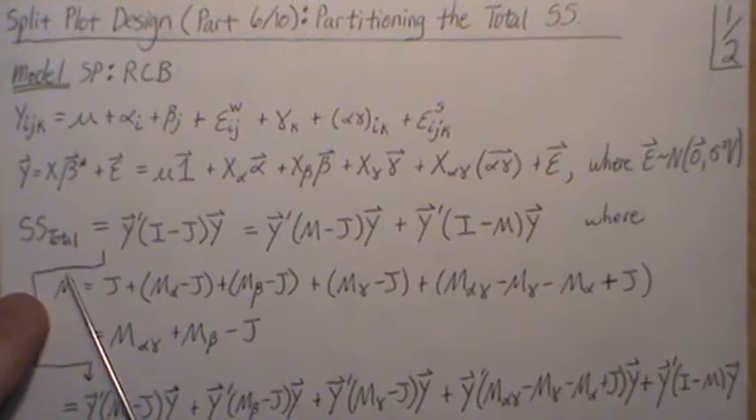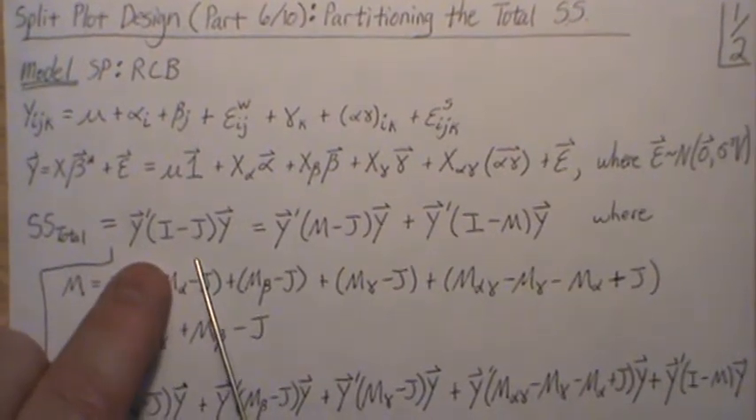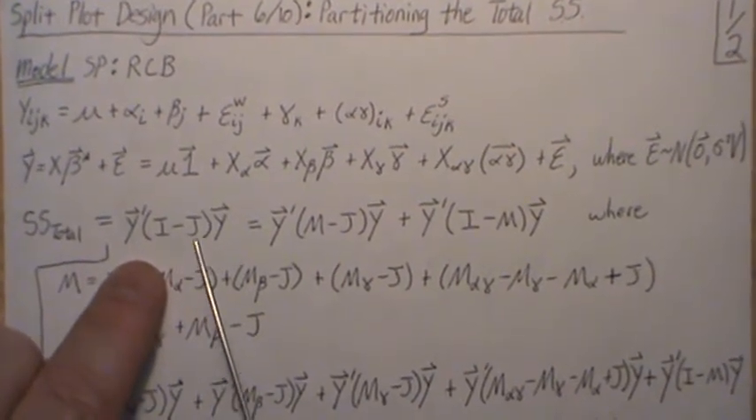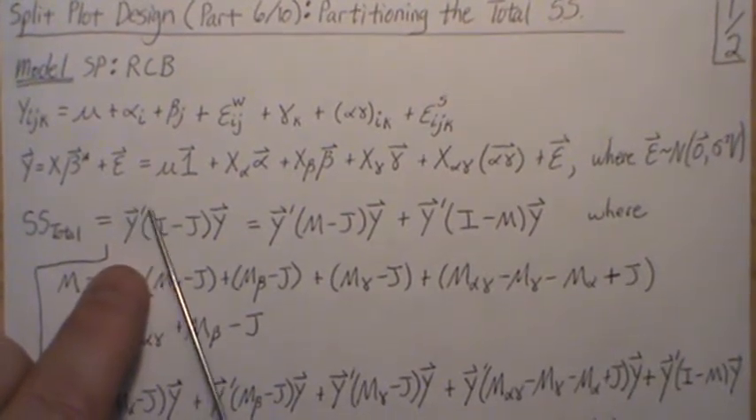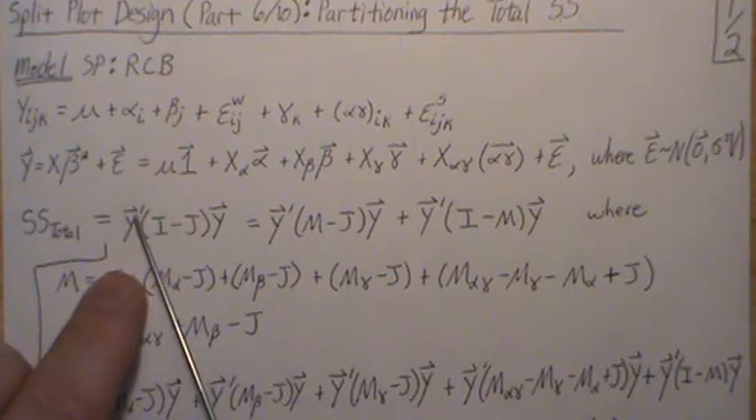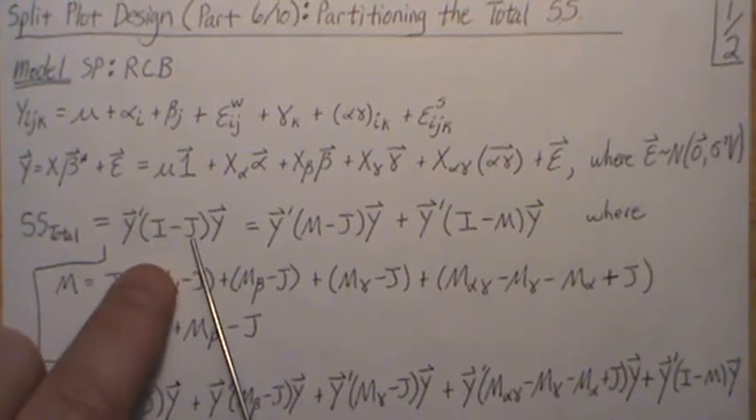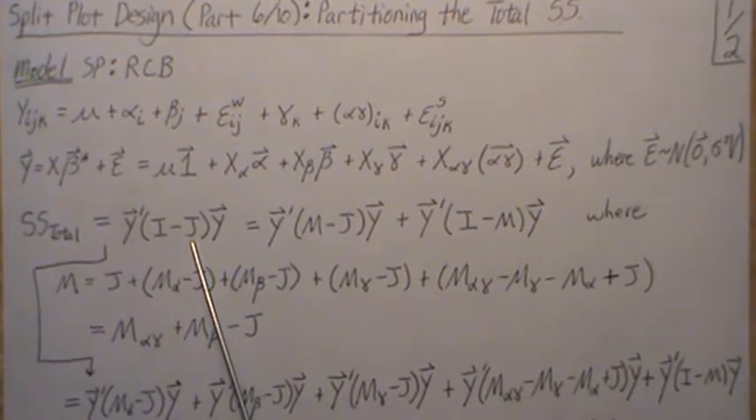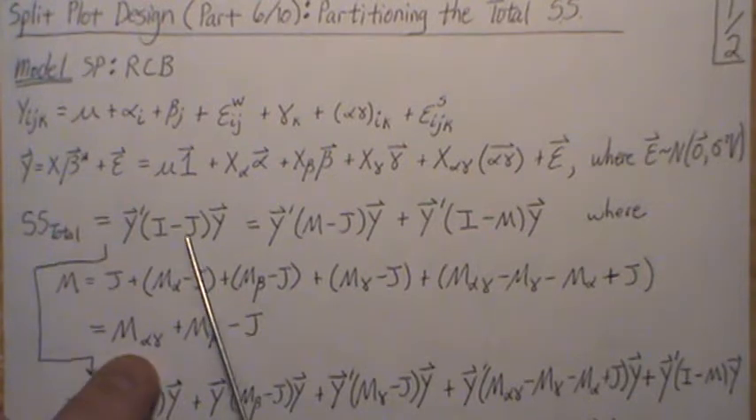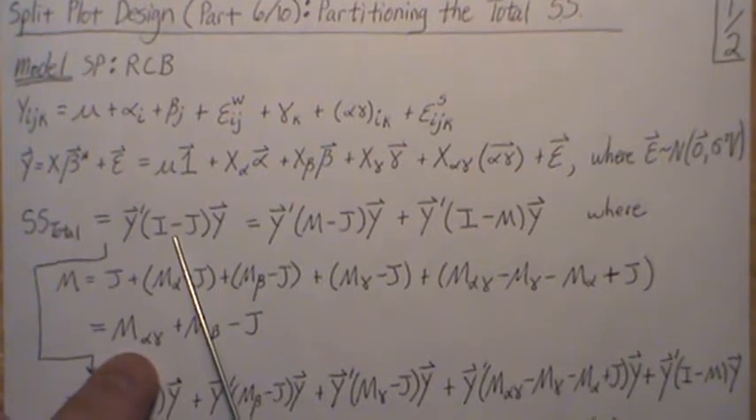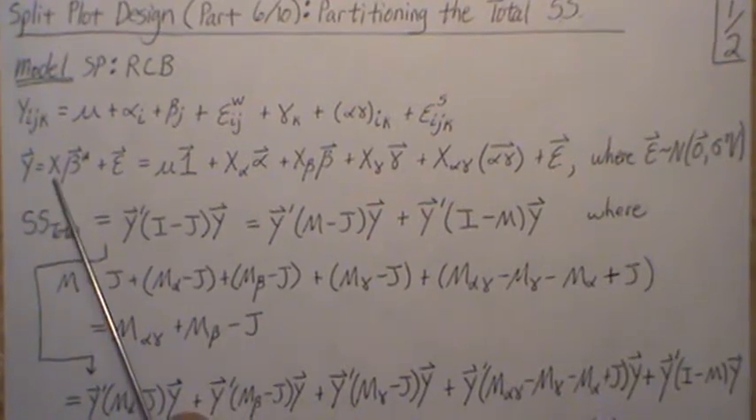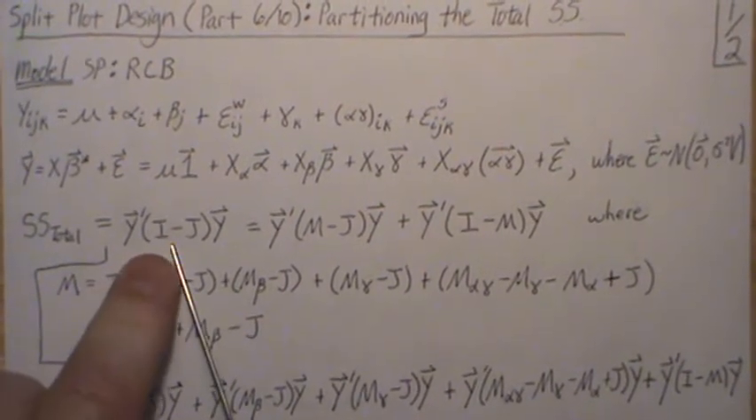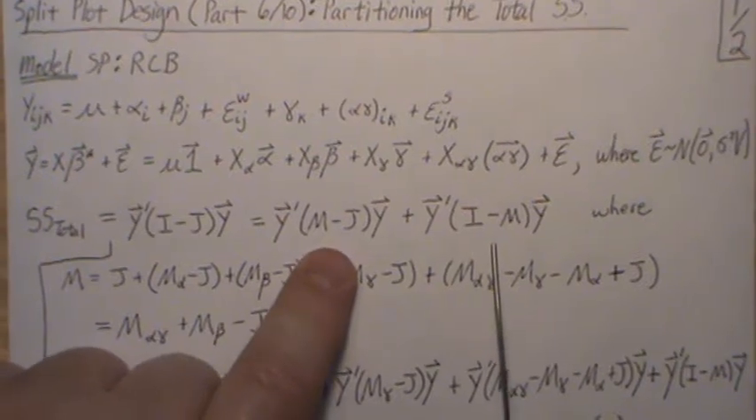Now, the sum of squares total is always y transpose (I minus J) y. Sometimes I call it y prime, but it's really y transpose. And J is the perpendicular projection matrix on the column space of 1s. Now if we add M and subtract M, where M is the perpendicular projection matrix on the whole column space of X, then we can separate it into this.